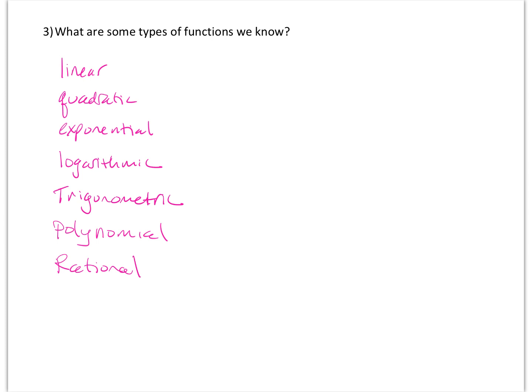Today, we're going to be reviewing linear and exponential functions. And some of the other types we will review as the course goes along. Instead of doing all the review at the beginning, we're just going to review sort of as needed right before we need it.